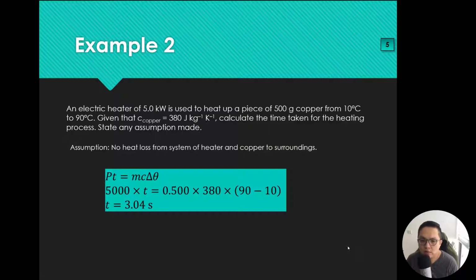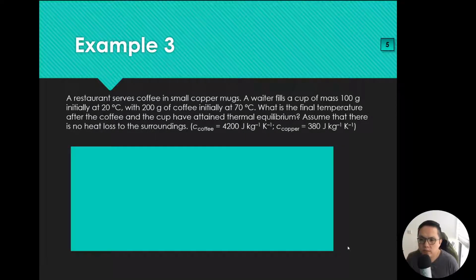Alright, let's go on. Next we have a restaurant that serves coffee in small copper mugs. A waiter fills a cup of mass 100 grams initially at 20 degrees Celsius with 200 grams of coffee initially at 70 degrees Celsius. What's the final temperature after the coffee and the cup have attained thermal equilibrium, assuming there's no heat loss to the surroundings? You're given the specific heat capacity of copper, and also of coffee.